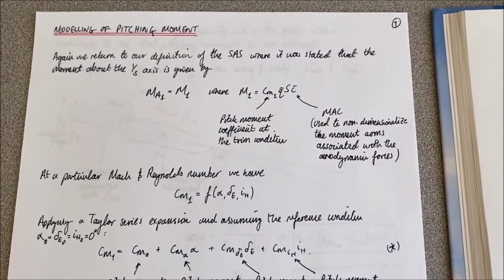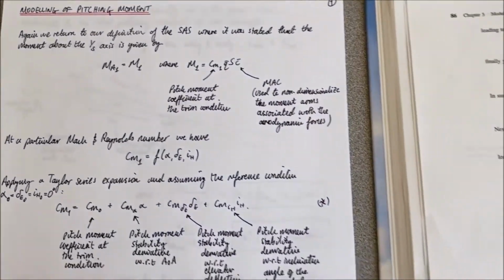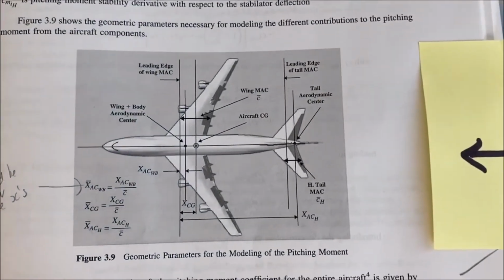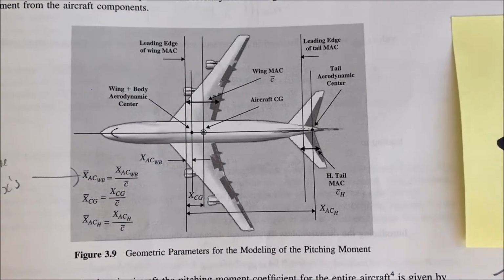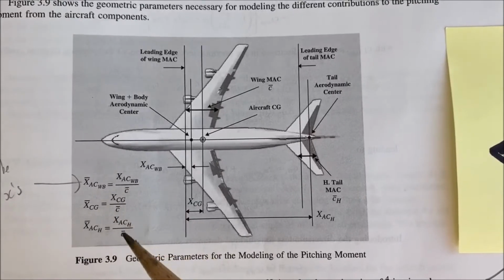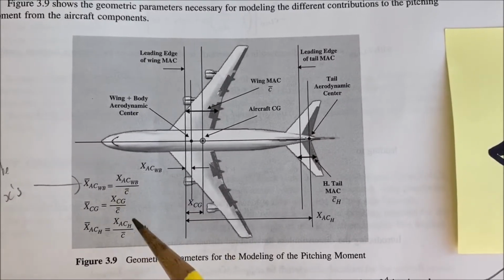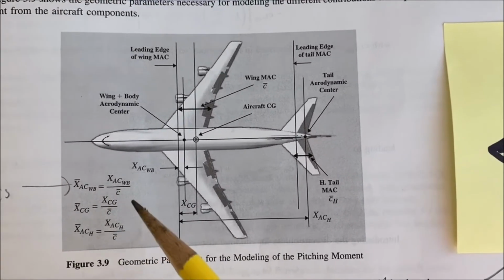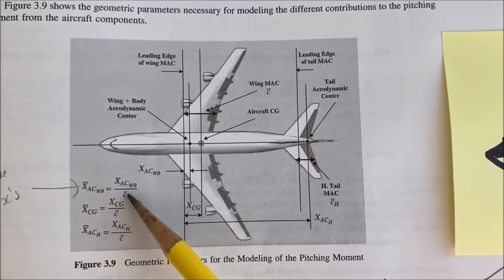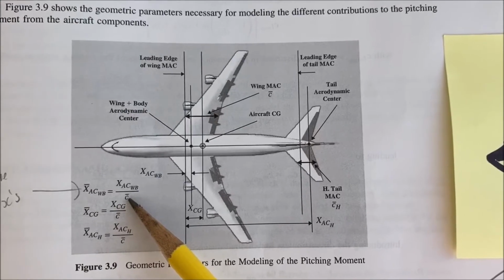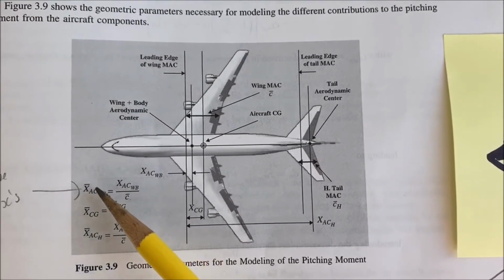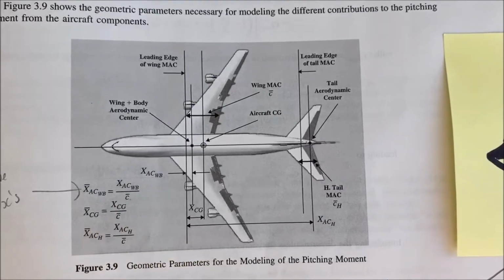And we can see that if we return to the textbook and look at figure 3.9, you can see the distances between the aerodynamic centers of the wing and body and the horizontal tail, for example, have been non-dimensionalized using the mean aerodynamic chord C bar. And once they've been non-dimensionalized, they're given this notation with the bar notation.